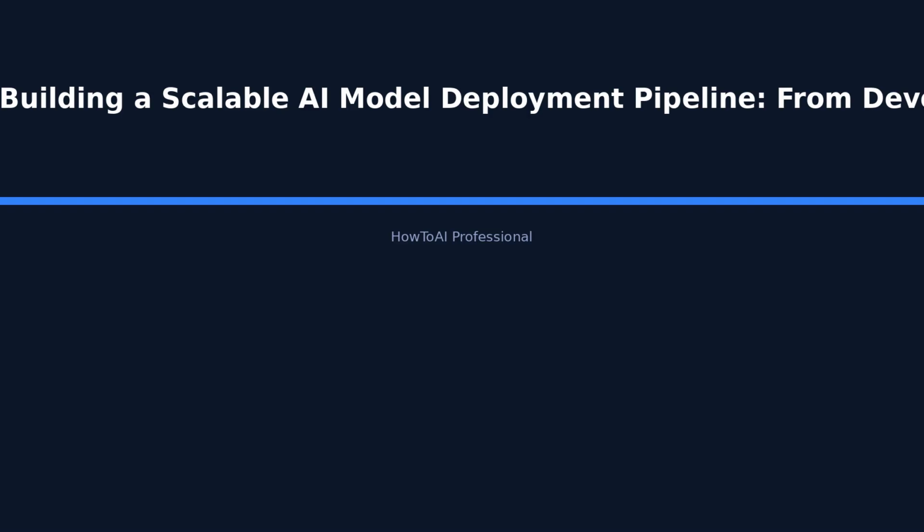Section 6, Challenges and Best Practices. Building a scalable AI model deployment pipeline is not without its challenges. One of the primary challenges is ensuring that the pipeline remains flexible and adaptable to changes in data or requirements. As new data comes in, you may need to retrain your model or adjust your pipeline accordingly.